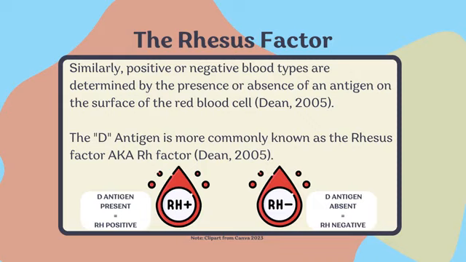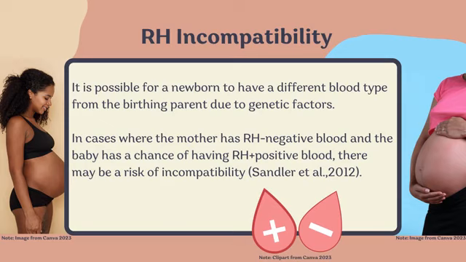So, the next question you're probably thinking of is, well, how does this affect my pregnancy? So remember before I stated that we inherit our blood types from our biological parents, right? So if the pregnant person has a negative blood type and the other parent has a positive blood type, there is a great chance that this baby will have positive blood.